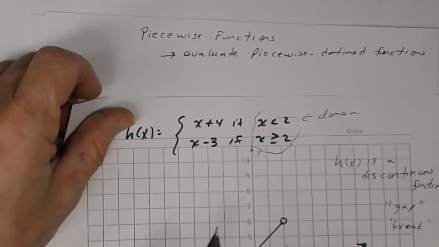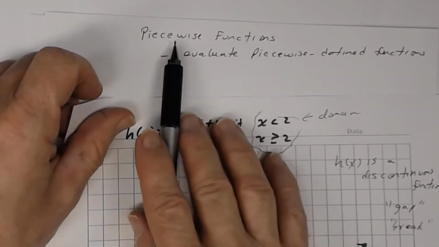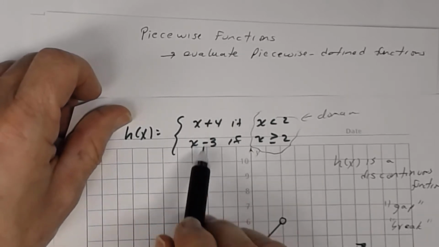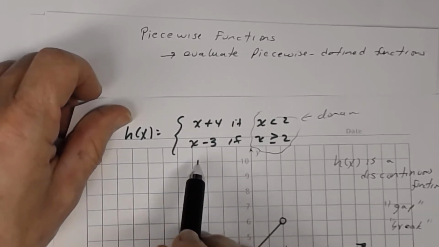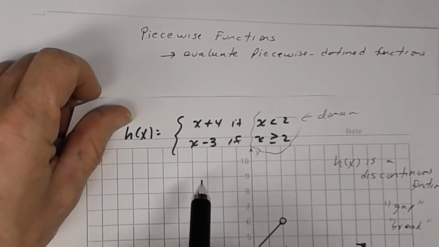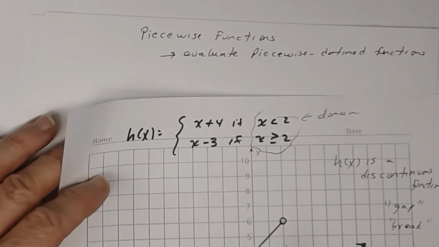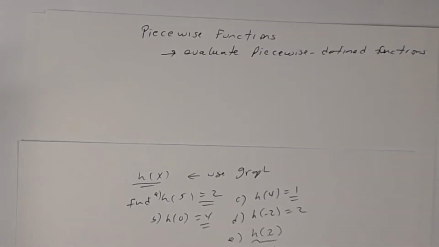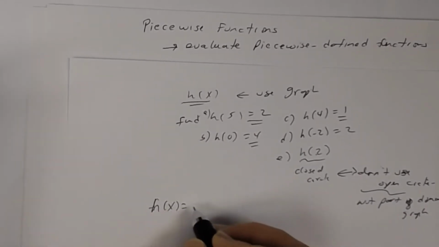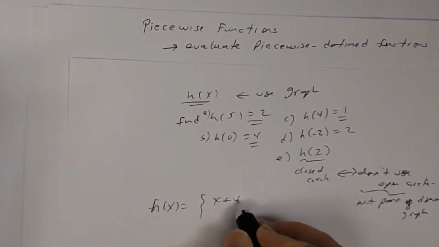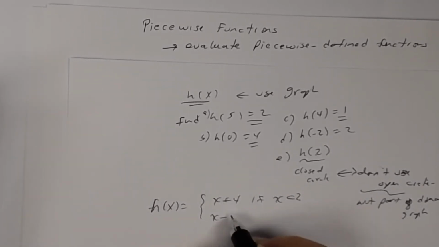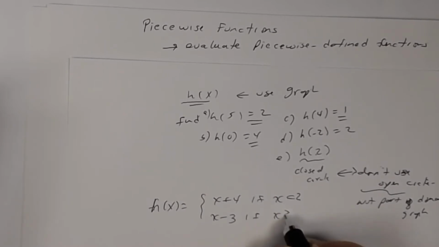Notice that in the word piecewise is the word piece. So notice that this function h of x is written as 2 pieces, 2 parts. 1, 2. So 2 pieces. All right. Now let's talk about this using the function. So I'm going to go ahead and rewrite this over. So h of x is equal to x plus 4 if x is less than 2, and x minus 3 if x is greater than or equal to 2.